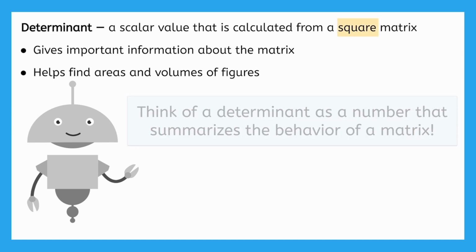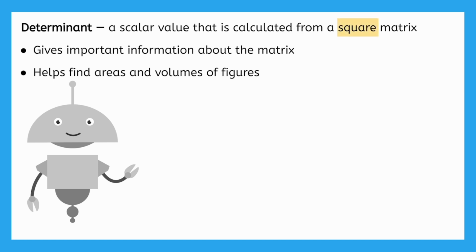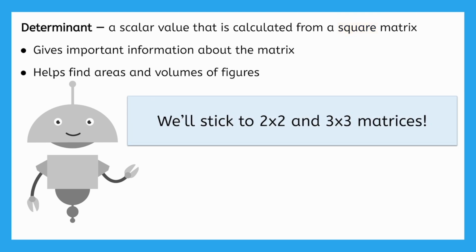Notice a determinant is only defined for square matrices, and though you can calculate the determinant for a square matrix of any size, we will stick to 2 by 2 and 3 by 3 matrices only for this course.